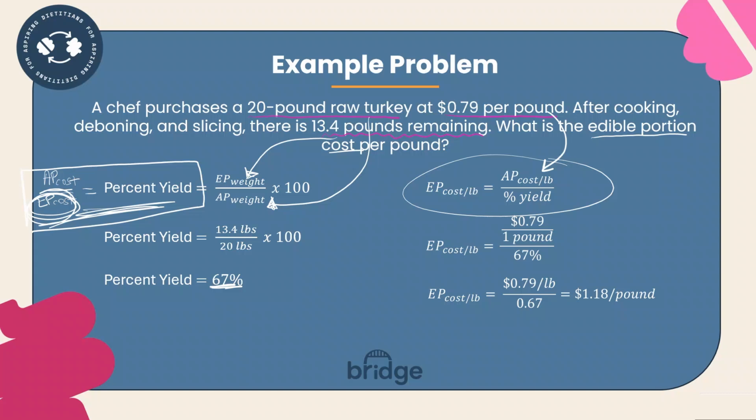So just to recap, we used percent yield to adjust the raw cost and then calculate the true serving cost. The more we lose during cooking, the lower the percent yield, and so the higher the EP cost. I'm hopeful that this is feeling clear to you. Let's keep going.